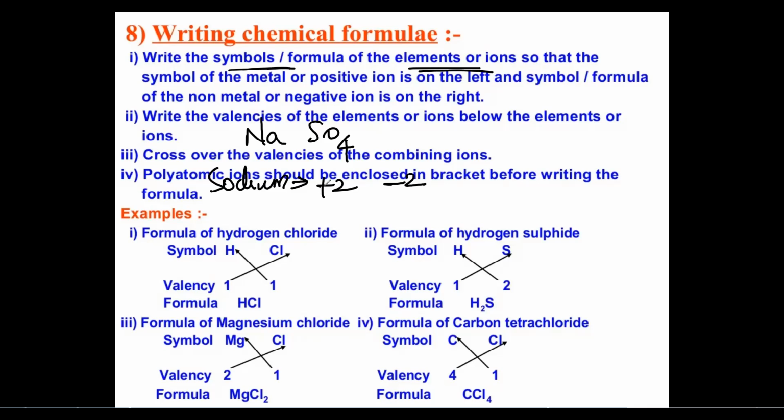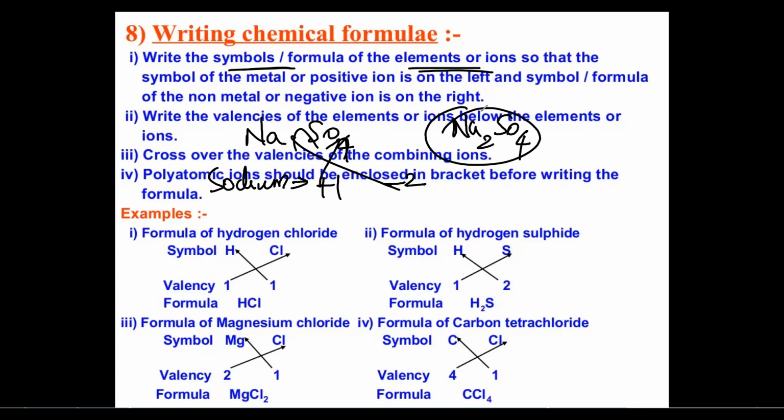But yes, sodium is never +2. In this case, it will be +1. Sodium is +1, and SO4 is -2. So just cross that, and if you cross that, you will get Na2SO4. So this is how a compound is formed.